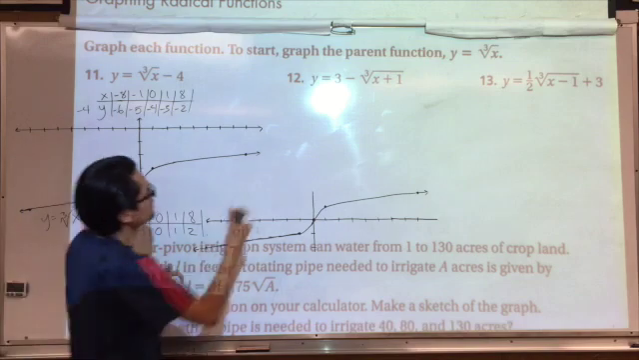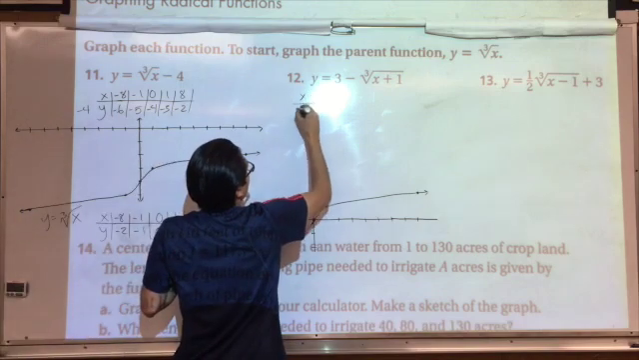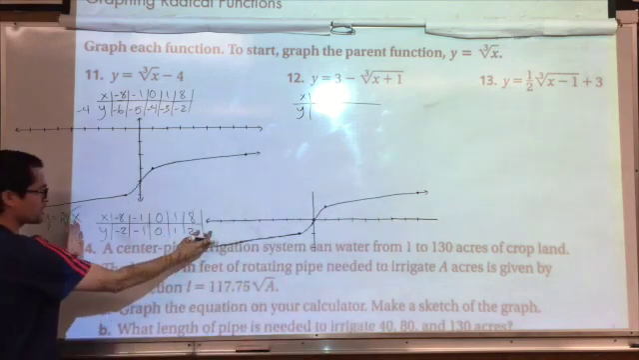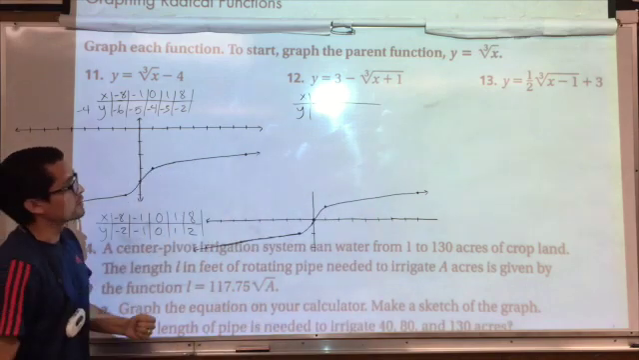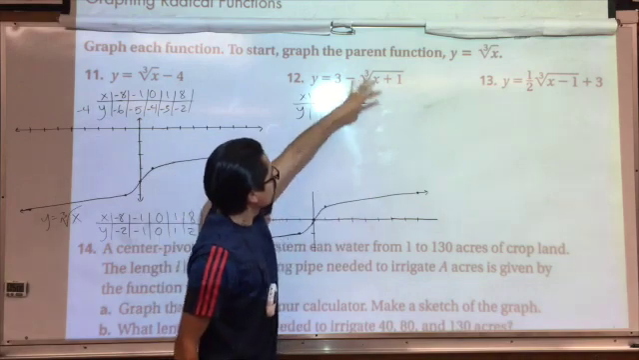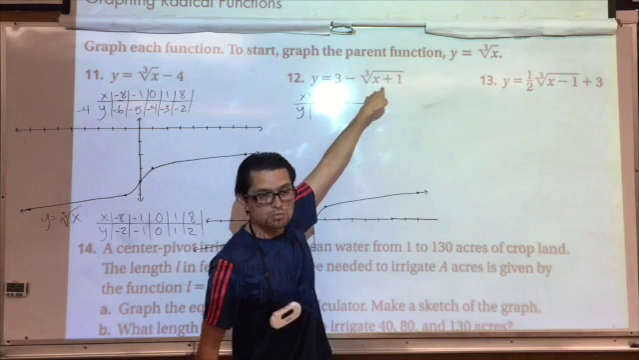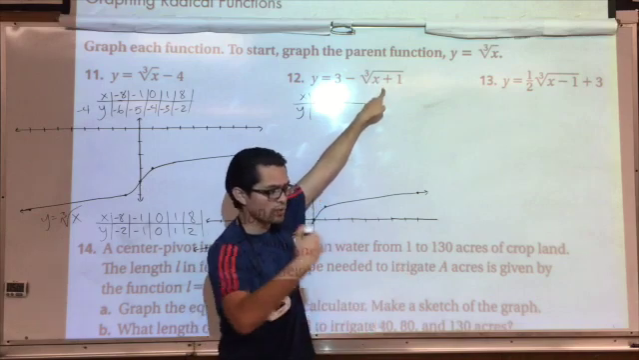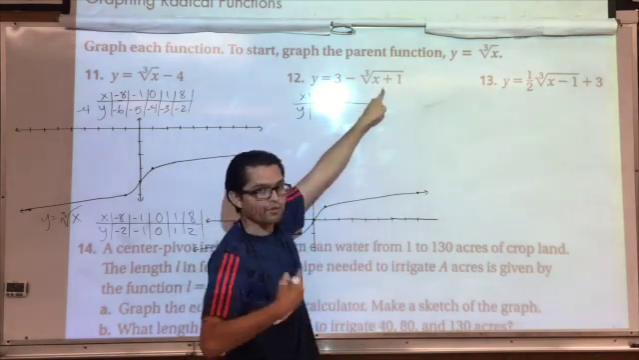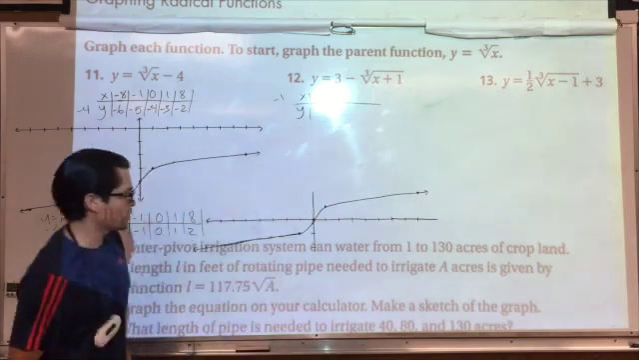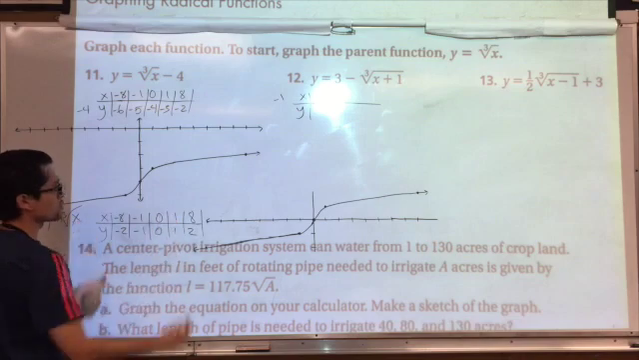Now, number 12. Make your xy table. Take your parent function table and change it accordingly, okay? All right, now let's look at this. There's a couple of things happening here. First, there's something happening inside the radical. It says plus 1. That's a translation to the left, not to the right, to the left of 1 unit. So what am I going to do to my x values? I am going to subtract 1. So take all these x values and subtract 1.